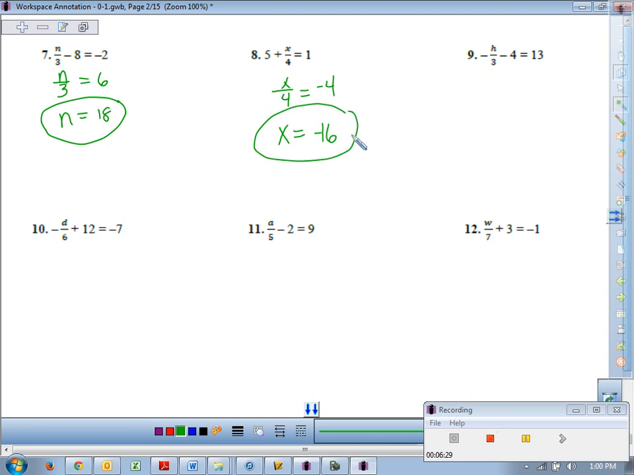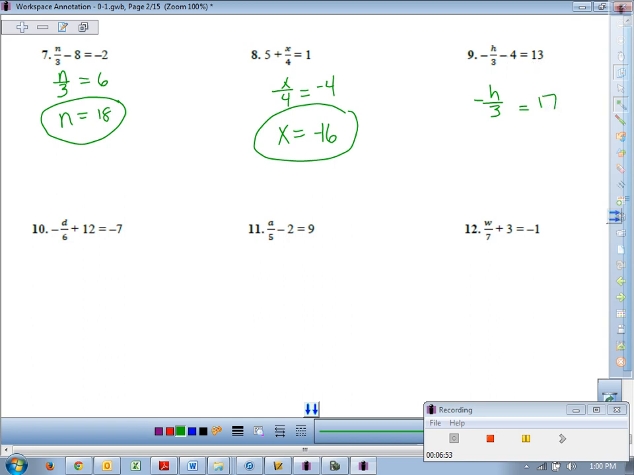Number 9's got a little bit of a trick involved with it, though. Are we okay with the one so far? First move, number 9, is to do what? Add 4 to both sides. Right? You don't always subtract stuff over. You do the opposite of this. This is a minus 4, so we add 4. But negative h over 3 comes down, and 13 plus 4 is 17.